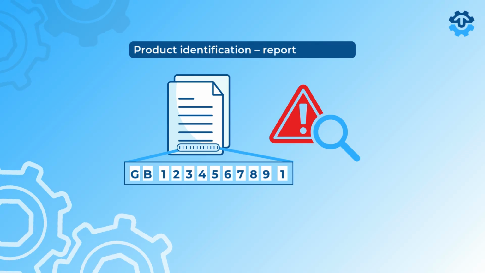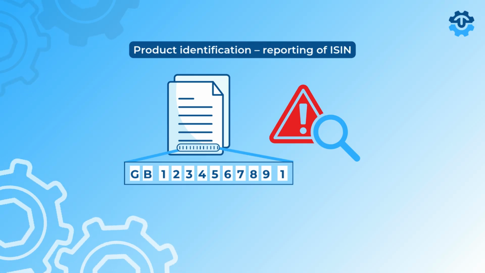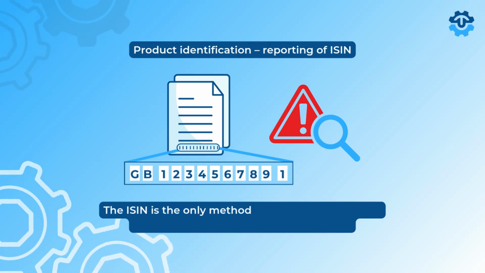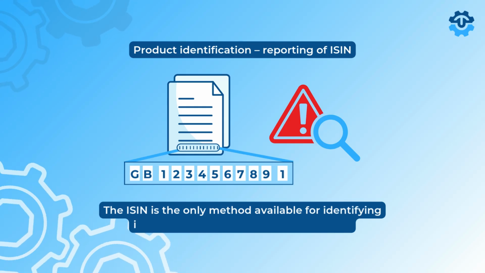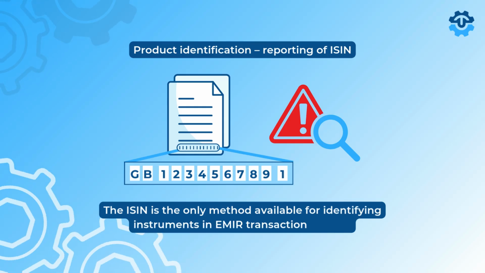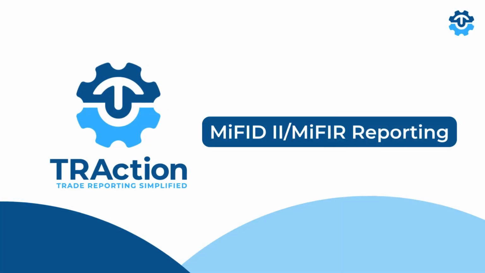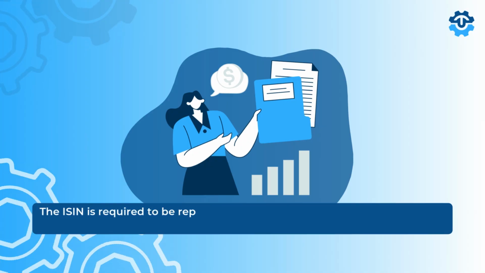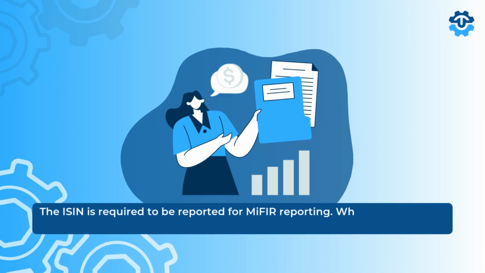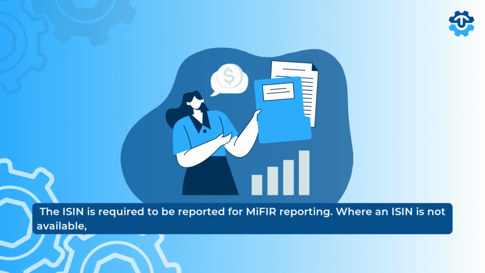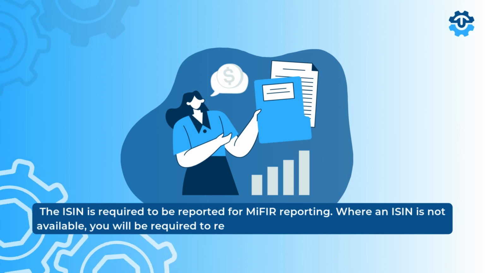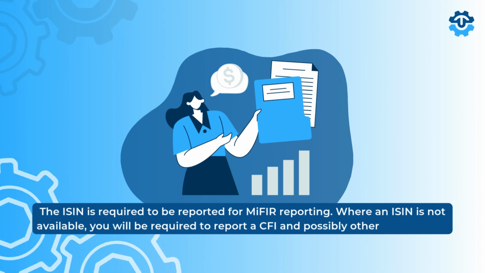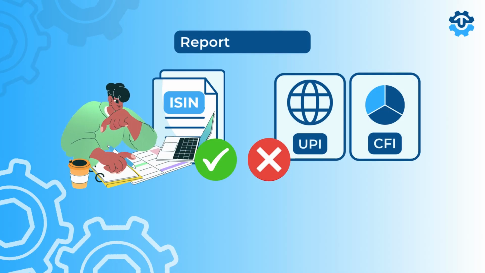Product identification, reporting of ISIN. The ISIN is the only method available for identifying instruments in EMIR transaction reports. MiFID II or MiFIR reporting. The ISIN is required to be reported for MiFIR reporting. Where an ISIN is not available, you will be required to report a CFI and possibly other information.